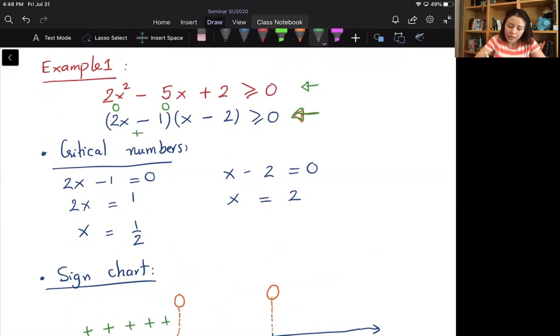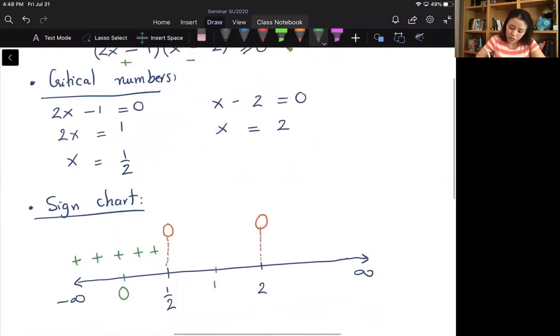Here, x equals 1, 1 minus 2 is negative 1. Again, all I care about is the signs. I don't care about the value. A product of a positive sign and a negative sign gives me a negative. So this region right here is a negative region.